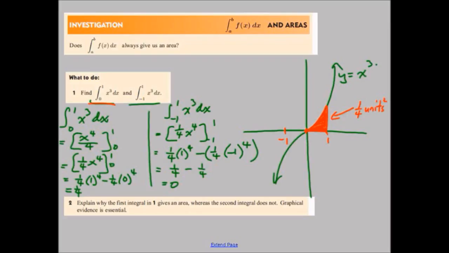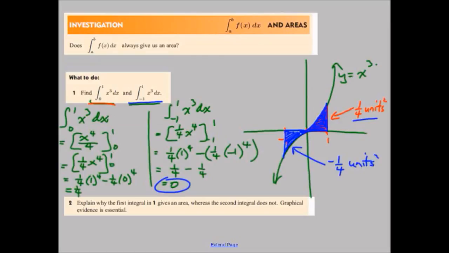The second part is from -1 to 1. So from -1 to 0, we're looking at this, and then from 0 to 1, we're looking at this part. So it's no wonder that that equaled 0 when we calculated it out. Those are symmetrical, and they would lie right over top of each other and cancel each other out. So what are we finding out here? This part over top of the x-axis gave us positive 1/4 units squared. This part underneath the x-axis gave us -1/4 units squared. Interesting to note.